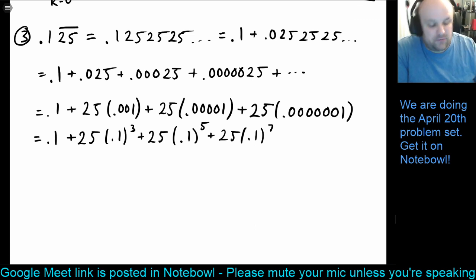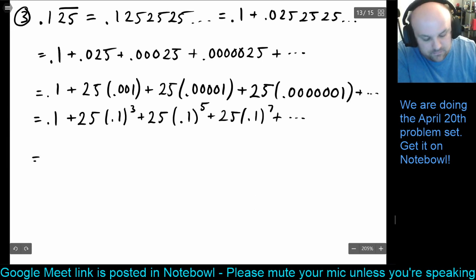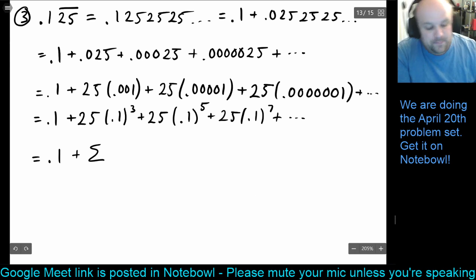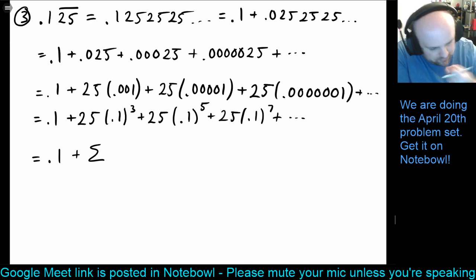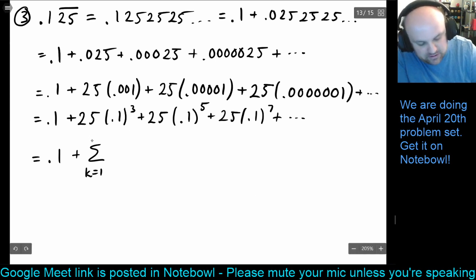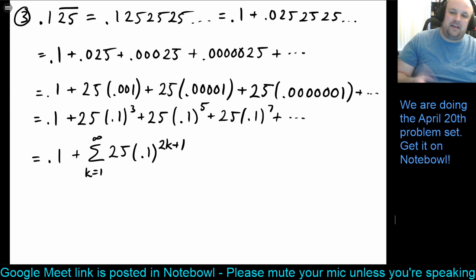Now you want to see the pattern that's going to show up here. If you look at it, it's just odd numbers. So again, ignore that first bit. That's not really relevant here. These are odd numbers, so let's start this at k equals 1 to infinity. And this is going to be 25 times 0.1 to the 2k plus 1. 2k plus 1 gives us that odd number pattern that starts with 3.